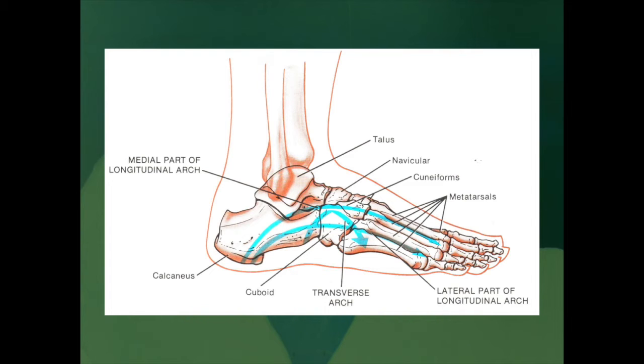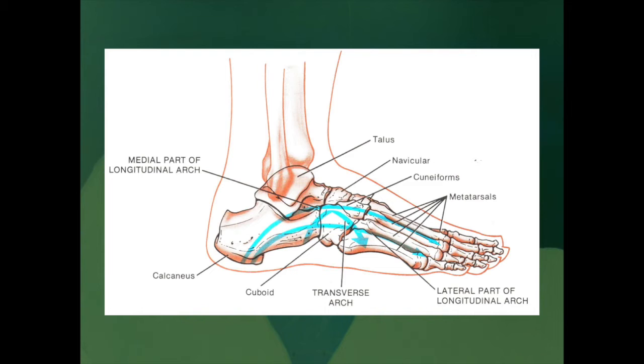The medial or inner part of the longitudinal arch originates at the calcaneus. It rises to the talus and then descends through the navicular. Take a moment to look at that. The three cuneiform bones and the heads of the three medial metatarsals are also part of this inner portion of the arch.